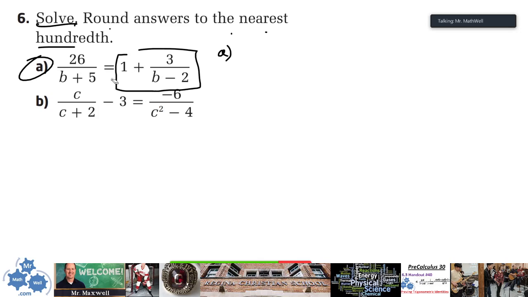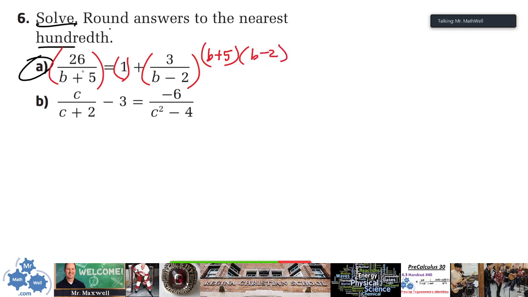How we do that, if you recall, is we multiply the whole equation by the lowest common multiple of all the denominators. So in this case, I want to multiply each term, all of these terms, by b plus 5 times b minus 2. Or multiply all of them by b plus 5, then multiply all of them by b minus 2. You can do it separately if you want. You don't have to. That goes to all of these, to this one, and to this one. You have to remember that. So what does this look like?